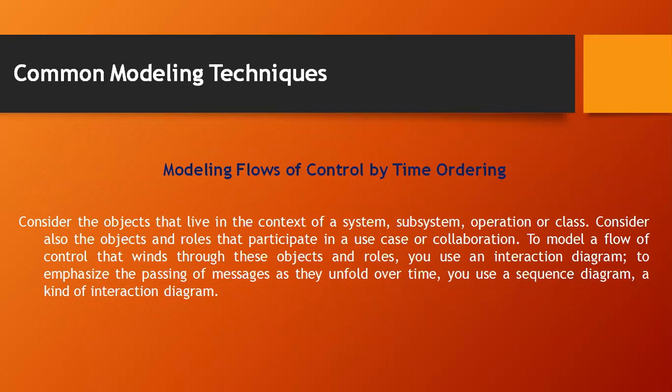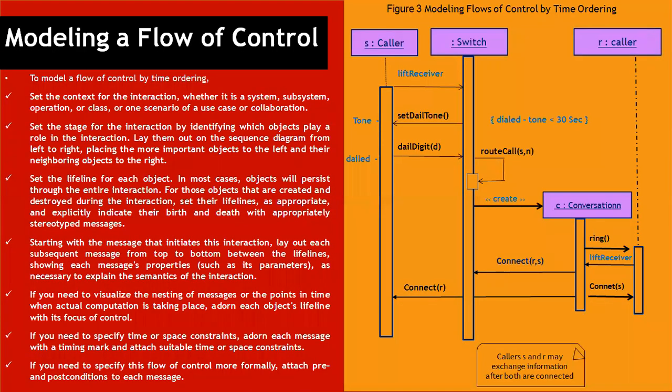interaction diagram. So here, if you can see this figure, it shows a sequence diagram that specifies the flow of control involved in a simple two-party phone call. So here, how to model a flow of control by time ordering: we set the context for the interaction, whether it is a system, subsystem, operation or class, or a scenario of a use case or collaboration.